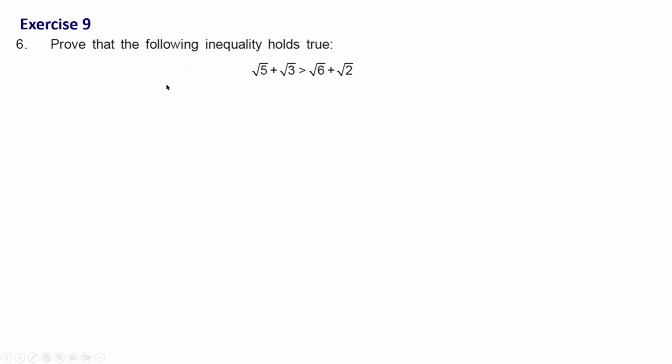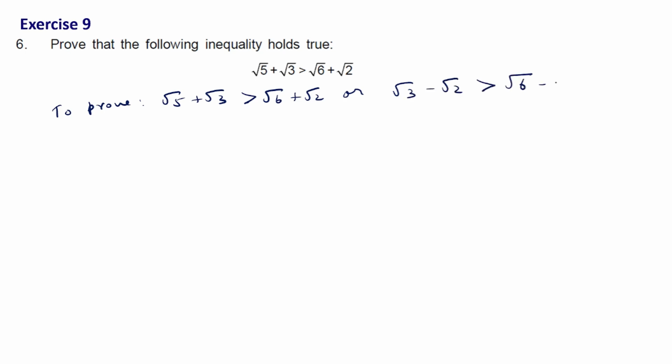Next question, prove that the following inequality holds true. So here we have to prove that √5 + √3 > √6 + √2. To prove √5 + √3 > √6 + √2, let us have it as √3 - √2 > √6 - √5. It is the same. So let us prove this.